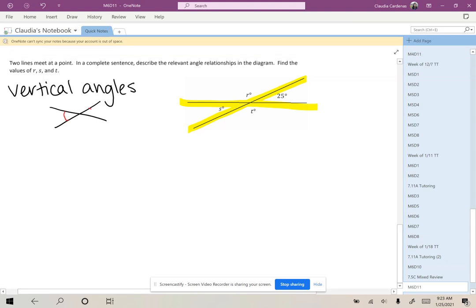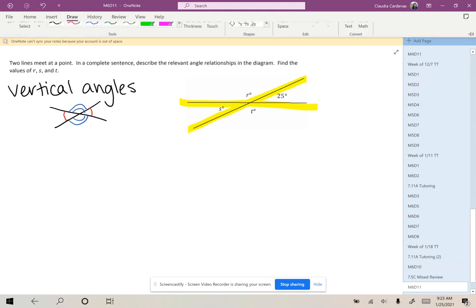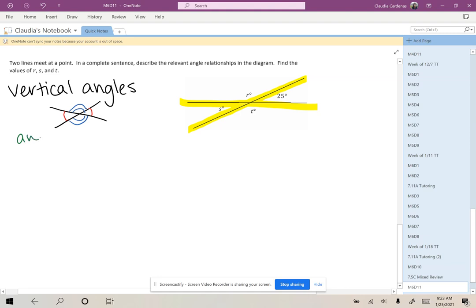So for example, this angle and this angle would be the same. And if we look at the top angles, that would also show that they are the same. So the red angles are equal and the blue angles are equal. Let's write that down. Angles opposite are equal. So how can that help us solve this problem?